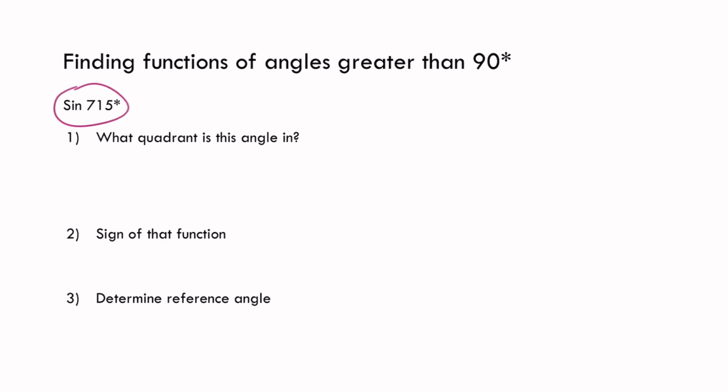First, we have to find what quadrant this angle is in. If we have this axis right here, and we know that this is 360, this is 90, 180, 270. And if it goes around one time, it's 360, right? If it goes around two times, it's 360 times 2, which is equal to 720. So angle 715 would be somewhere around here in the fourth quadrant.